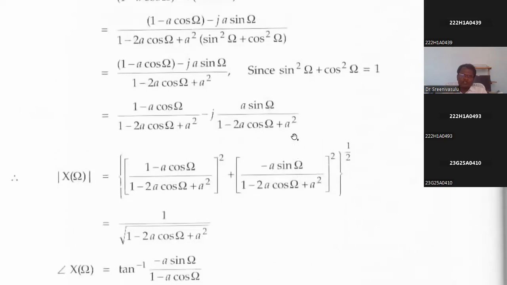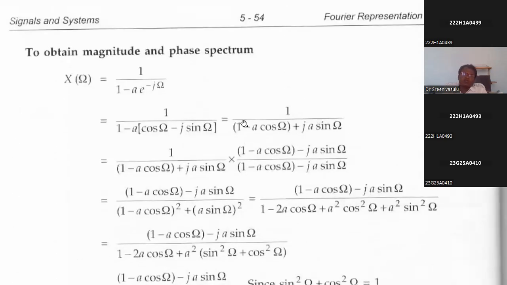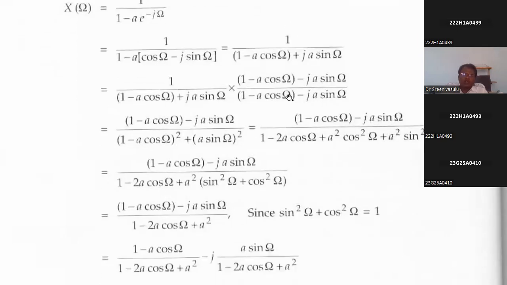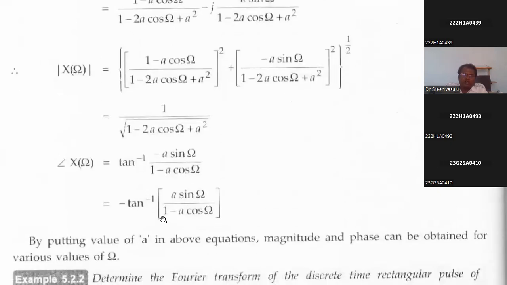And coming to the phase, again it is tan inverse of imaginary part by real part. What is the imaginary part here? The imaginary part is 0, so for the numerator the phase angle is 0. Coming to the denominator, tan inverse of imaginary part by real part. What is the imaginary part? A sin omega, divided by the real part, 1 minus a cos omega. So finally you will get tan inverse of a sin omega divided by 1 minus a cos omega.